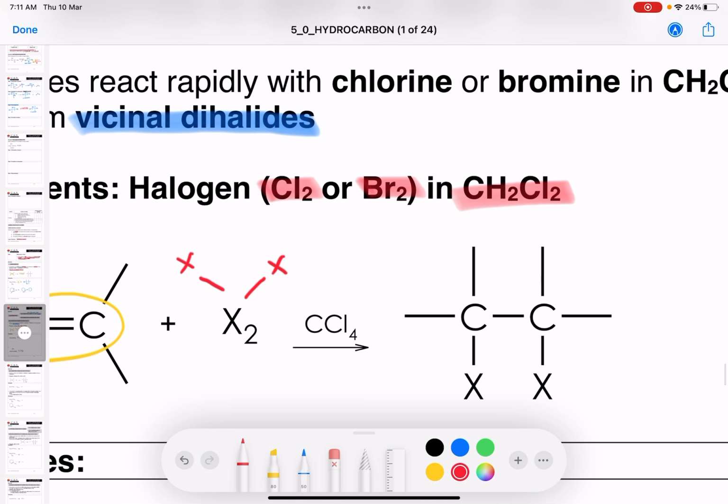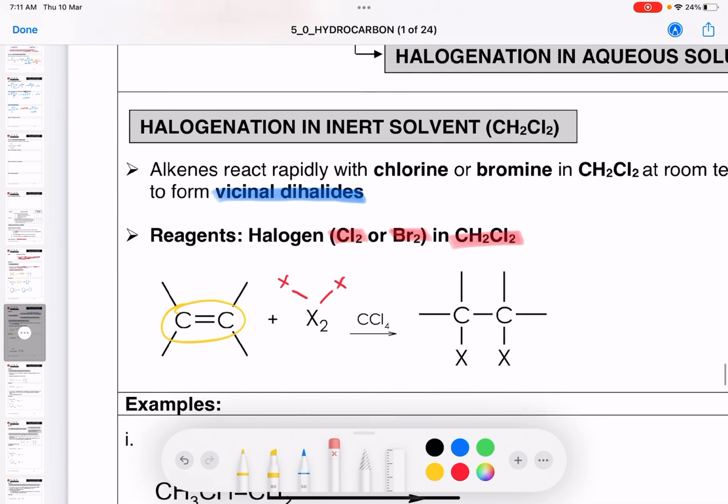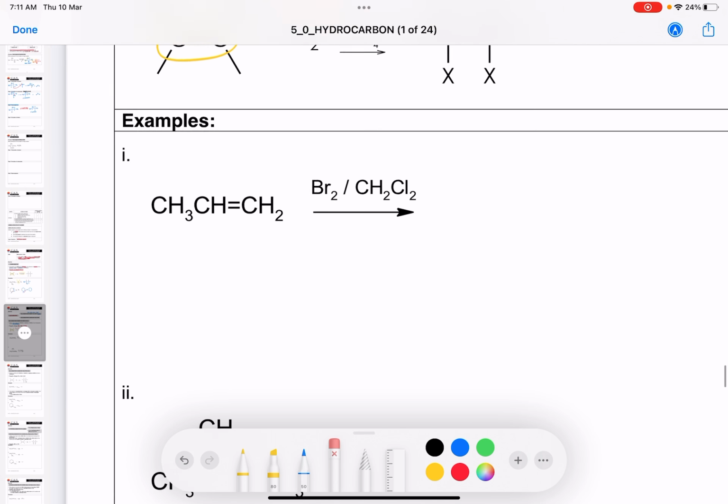And since this one is inert, it will not be involved in this reaction, and therefore both X will be added to it. Okay, so we can directly go to the example.